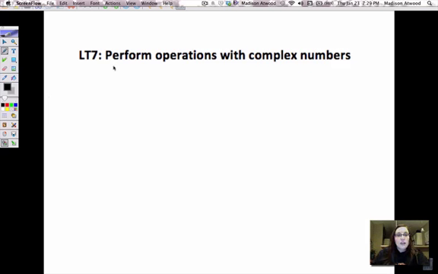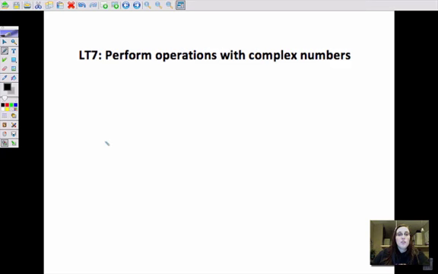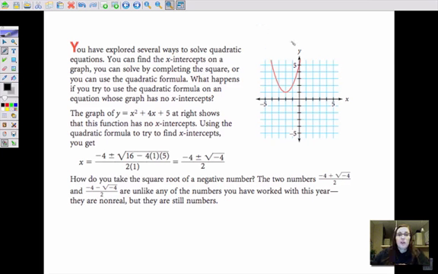All right, our last learning target is performing operations with complex numbers. Sometimes we're going to have a parabola that's not going to have any real solutions, okay? When you see this graph, that might be a parabola that opens up, that's above the x-axis, or it could be a parabola that opens down underneath the x-axis, okay?